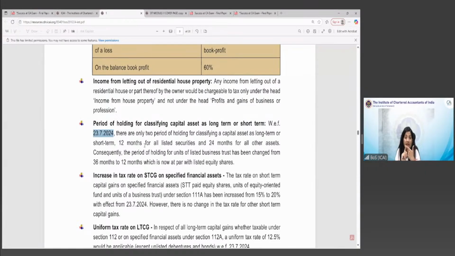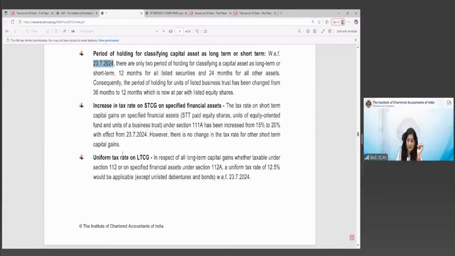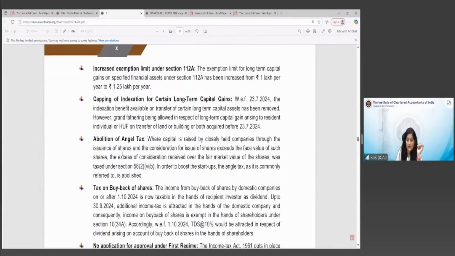So it is very important to remember the dates, because you have to look for the dates when the transactions take place for the purpose of applying the new provisions or the old provisions, as the case may be, right? Specifically, the capital gains changes are applicable with effect from 23rd July 2024, right?